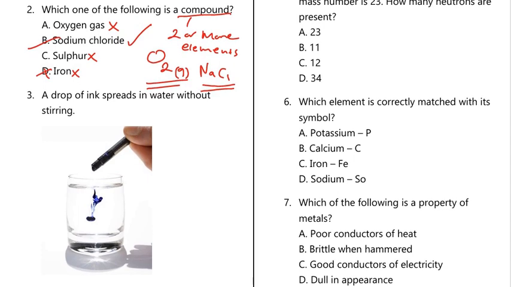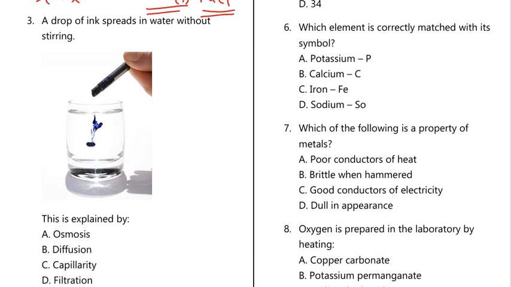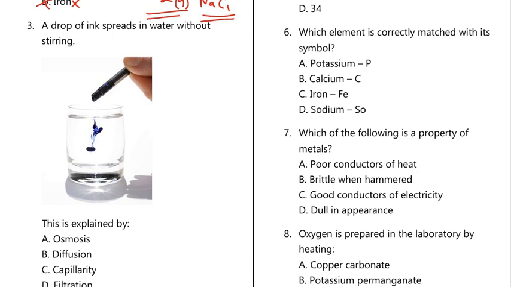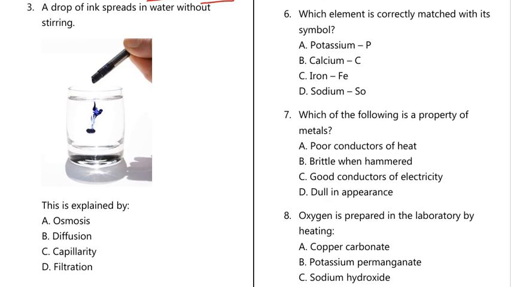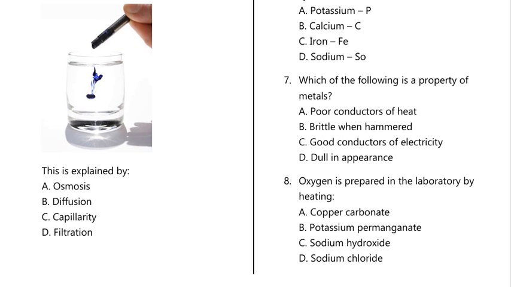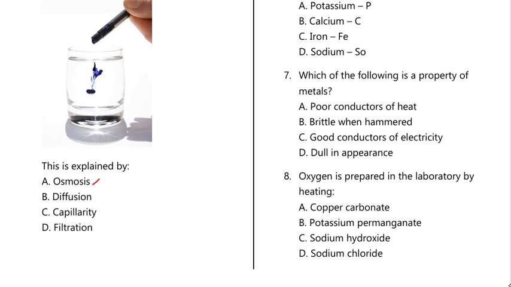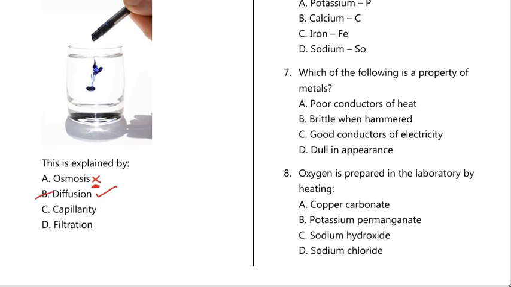Question 3, a drop of ink spreads in water without stirring. You can see if we have a drop of ink in clear water, we shall see it spreading without even stirring. This is explained by osmosis? No, that is not osmosis. Osmosis is movement of water molecules from a region of higher concentration to a region of low concentration through a semi-permeable membrane. We don't have a semi-permeable membrane here. Diffusion is the movement of particles from a highly concentrated region to a lowly concentrated region. So that's the right choice for that question.